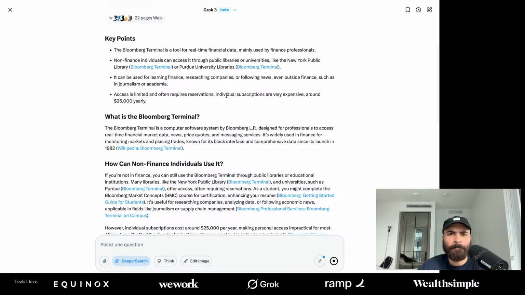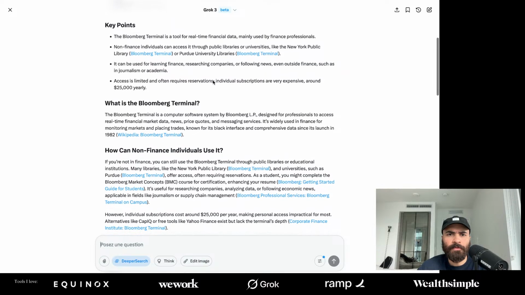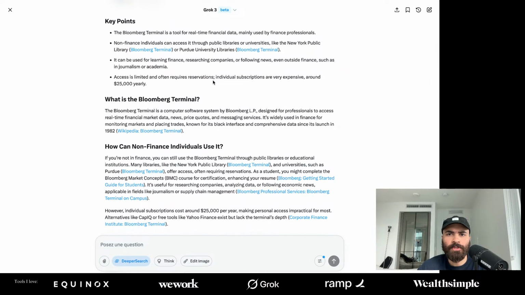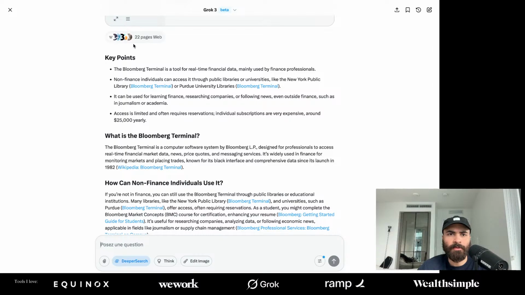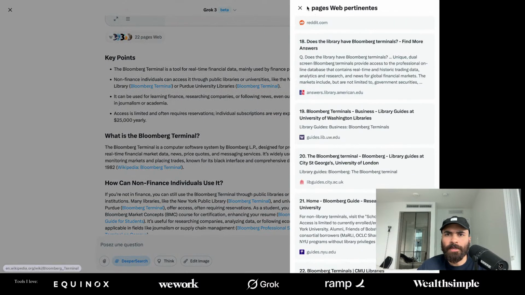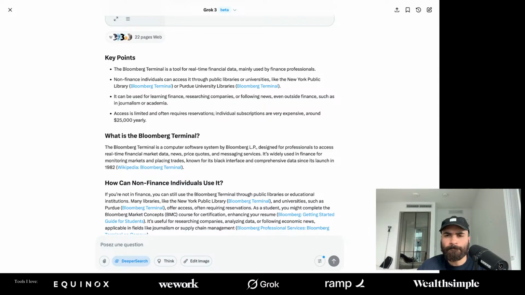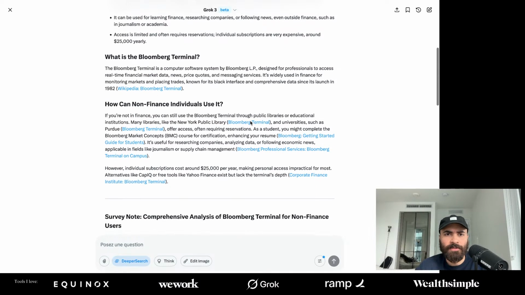Let's see. Tool for real-time financial data mainly used by finance professionals. Non-finance individuals can access it through public libraries or universities like the NYPL or Purdue University libraries. It can be used for learning finance, researching companies, following news, even outside finance, such as in journalism or academia. That is very interesting. You can basically do a bunch of those correlations, like how this new news that came out affects the stock. I'm guessing we'll learn more about that. Around 25,000 yearly. Wow. Computer software system.